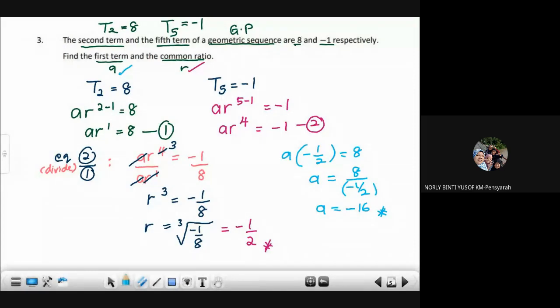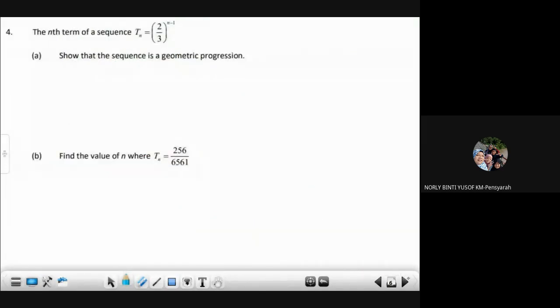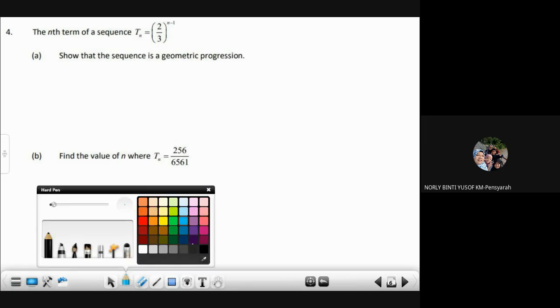Lepas tu kita pergi pada example 4. Sama, nak show that is geometric sequence. Macam mana kita nak tunjuk that is arithmetic progression in yesterday punya example, kita kena tunjuk D sama. So kita kena tunjuk R tu sama. So samalah dalam soalan number 4.